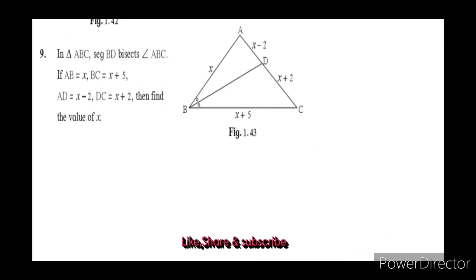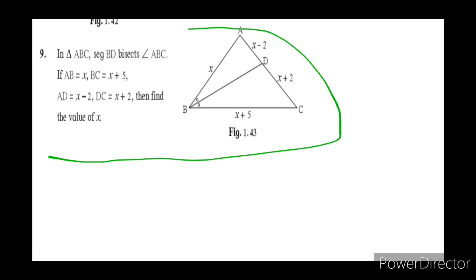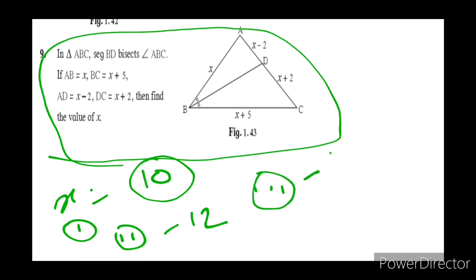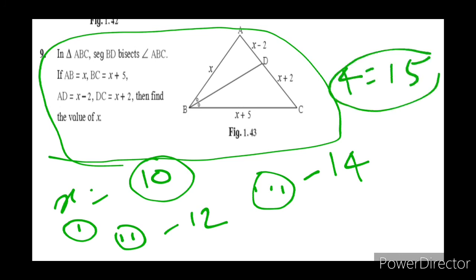This problem is homework for you. You have to solve it and mention your answer in the comment section. I will provide you options. Option number 1 is x equal to 10. Option number 2 is 12. Option number 3 is 14. And option number 4 is 15. These are the 4 options given. You have to solve and tell me your answer in the comment section.